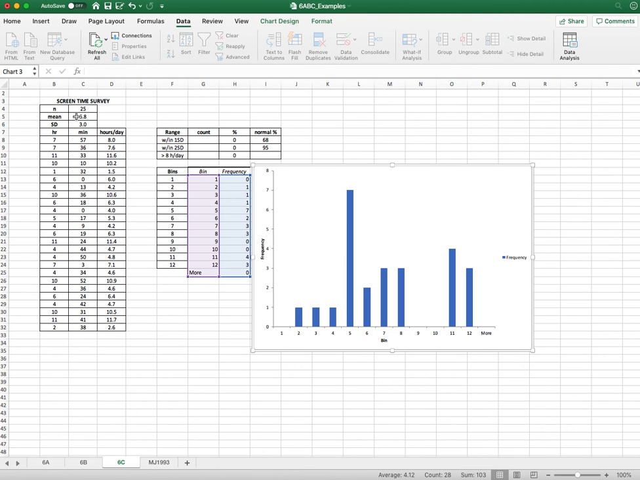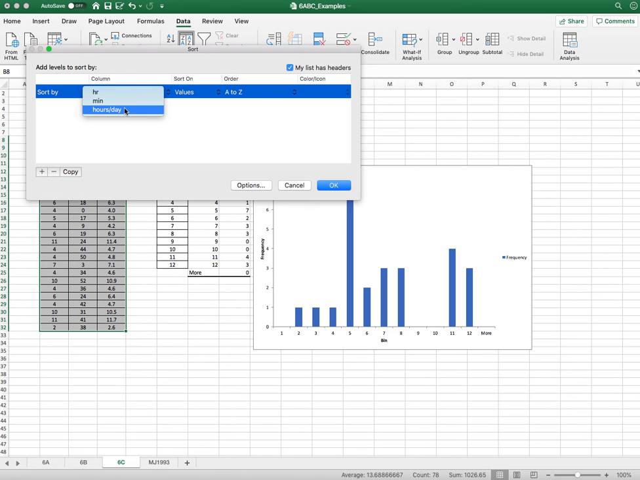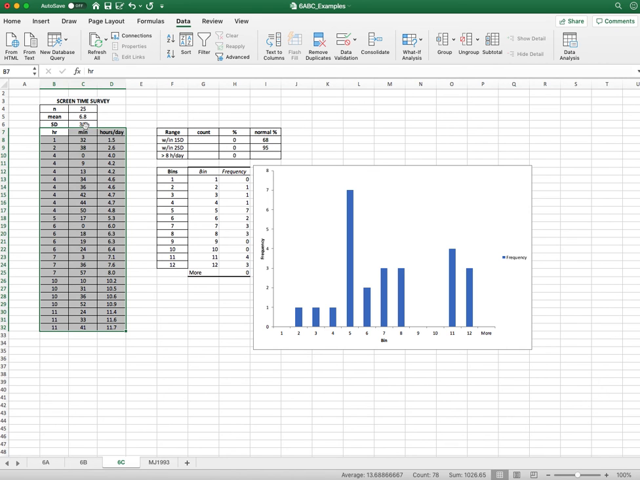The mean is 6.8, the standard deviation is 3. So within one standard deviation would be from 3.8 to 9.8. Now it'll be a lot easier if I sort this data set. Sort by hours, smallest to largest. All right, so I'm looking for from 3.8 up to 9.8. So that would be all of this data set. What's that count? The count is 16.